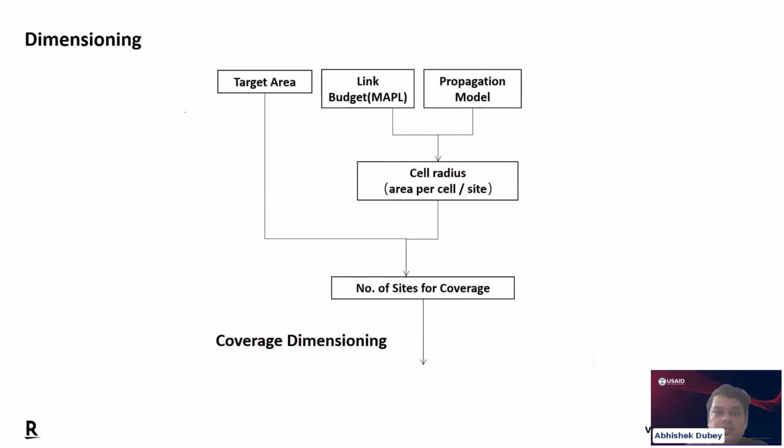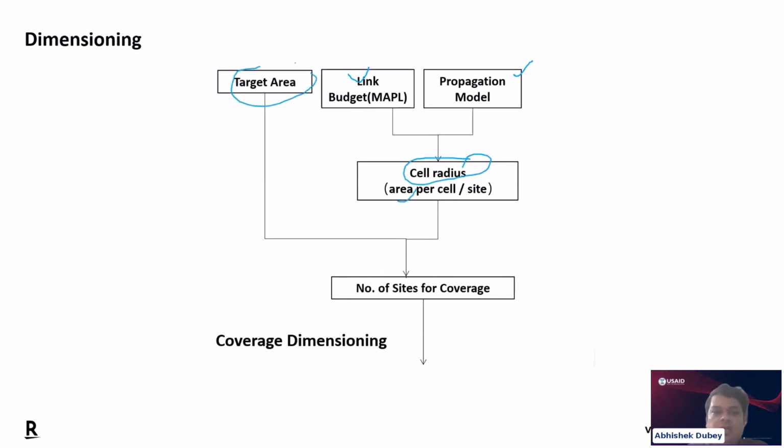This is the flow or algorithm we use for the coverage dimensioning. So link budget, you already calculated. MAPL, maximum allowed path loss. Propagation model, okay, Walfisch-Ikegami or ray tracing or Okumura-Hata, any one whichever is fulfilling the requirement which you desired in that location. You have calculated the cell radius and area per site.